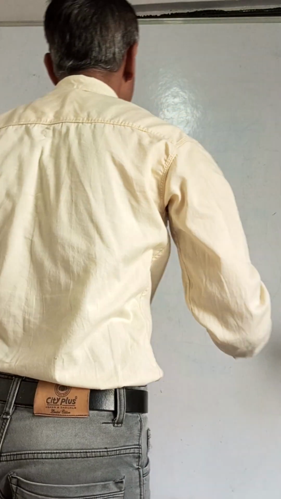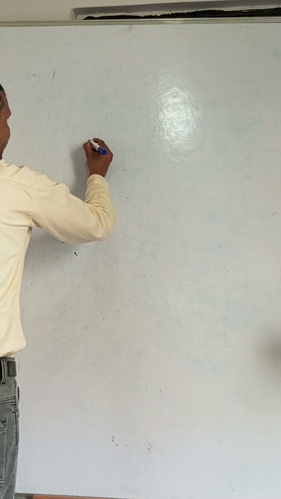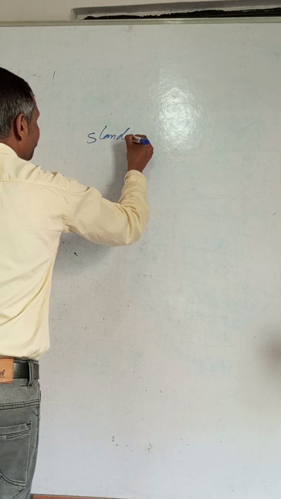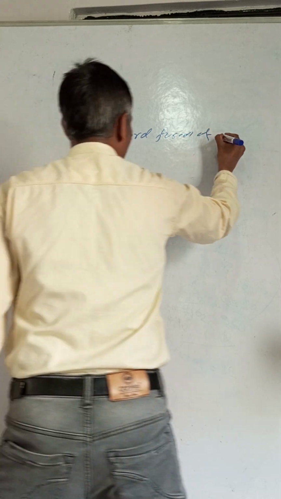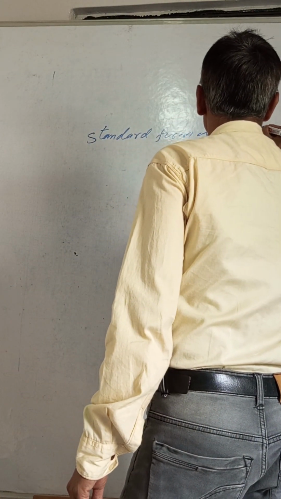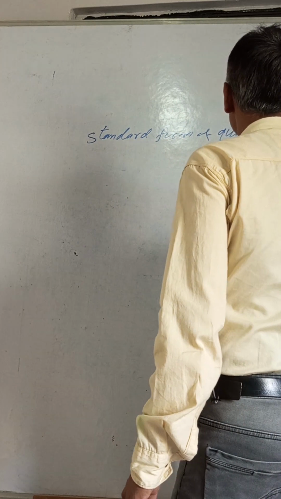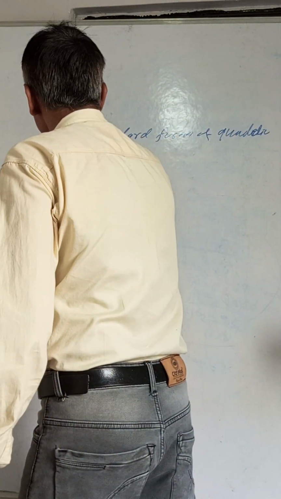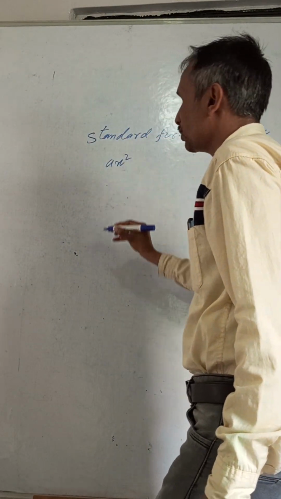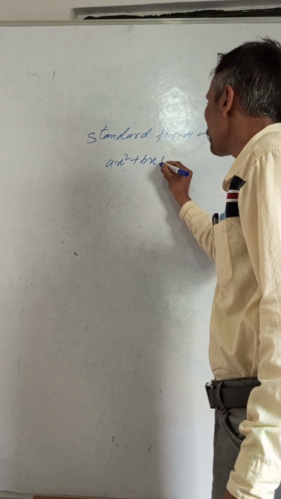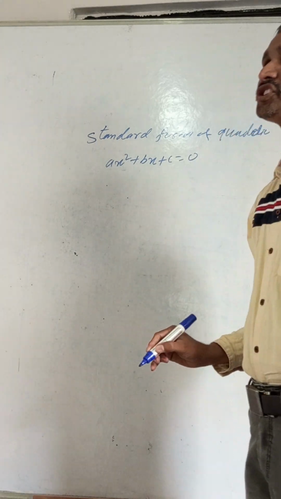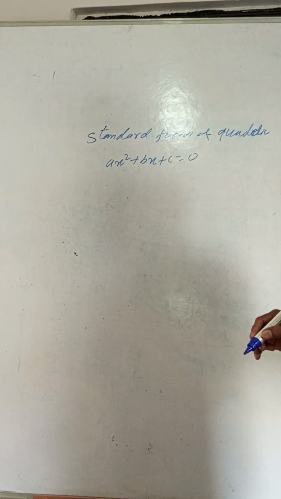The next question is: write the standard form of a quadratic equation. The standard form of a quadratic equation. So what is that? ax power 2 plus bx plus c is equal to 0. This is the quadratic equation.